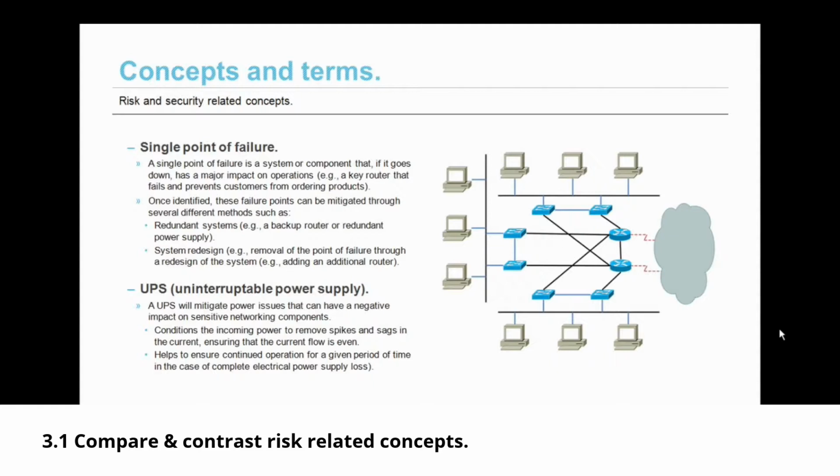A UPS will mitigate power issues that can have a negative impact on sensitive networking components. It conditions the incoming power to remove spikes and sags in the current, helping to ensure that the flow of current is even and consistent, which is very beneficial to your electronic and networking components. They also help to ensure the continued operation, at least for a given period of time, in the case of complete electrical power supply loss, as in an outage. Depending upon your UPS, you may be able to run for minutes, hours, or possibly days if you have a generator.